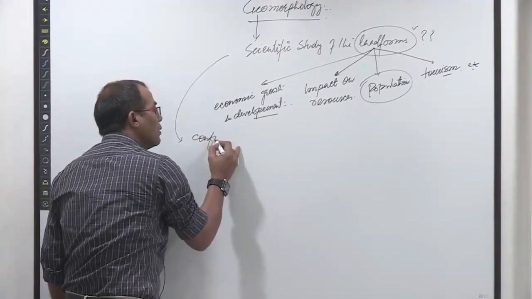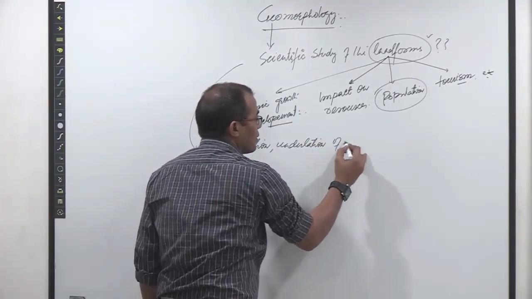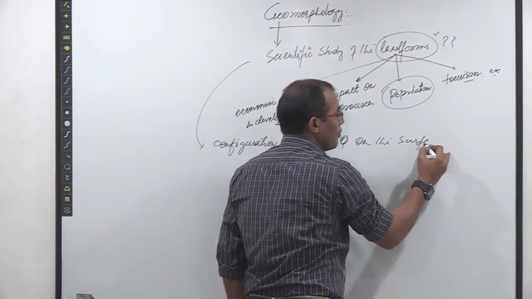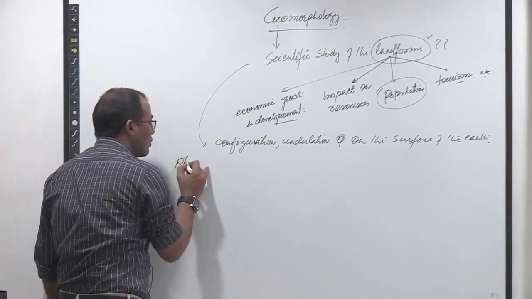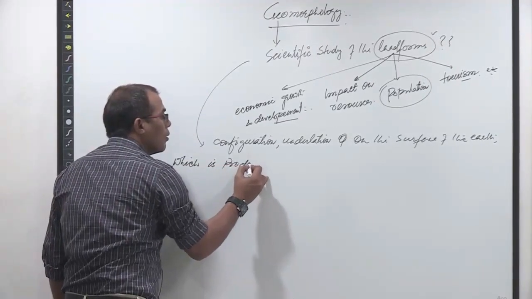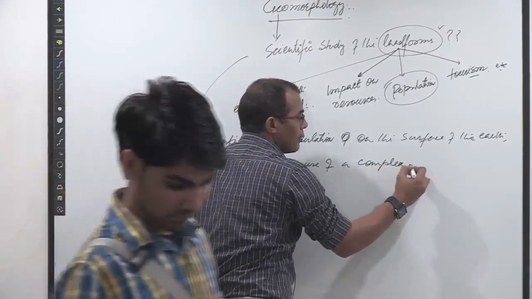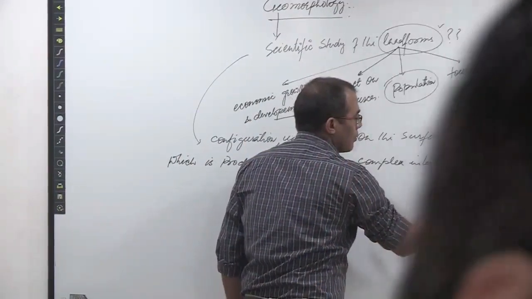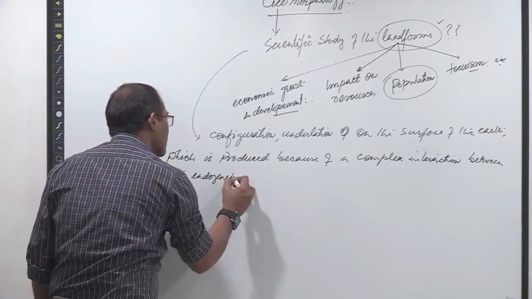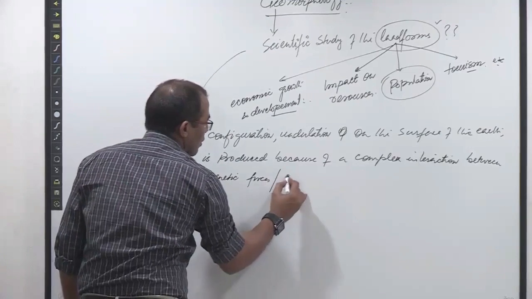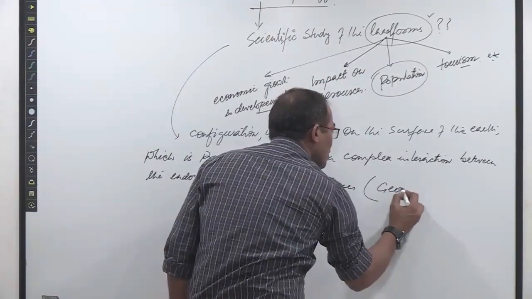Basically, the configuration, undulations on the surface of the earth, which is produced because of a complex interaction between the endogenetic forces and exogenetic forces. This is what combinedly is called geomorphic process.